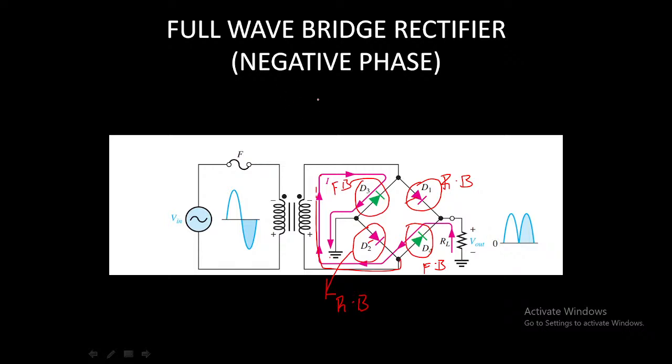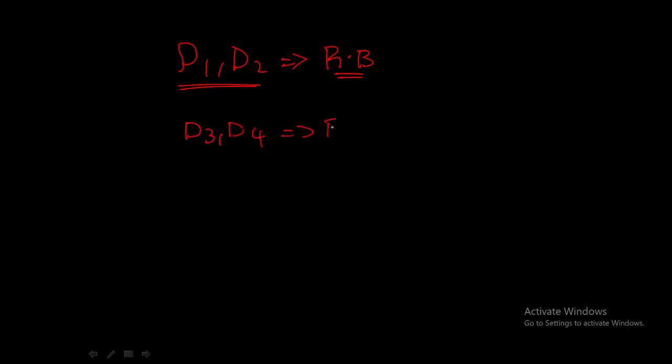So when there is a negative phase, the diodes D1 and D2, I will write it here, will act as reverse biased diodes and will not conduct the current, and D3, D4 will act as forward biased diodes.